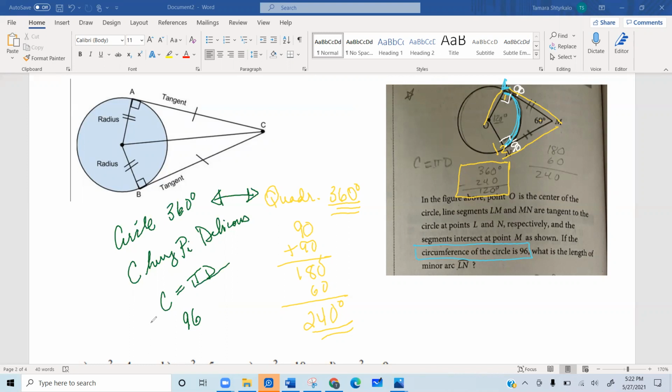And then you want to find, well, 120 degrees out of 360 degrees is the part of the circle. Well, the zeros cancel, and 12 over 36 can be reduced to 1/3. So you're really just saying, well, what is 1/3 of 96? And 1/3 of 96 is, short enough, 32. And so 32 is the length of the minor arc, 32 units, whatever the units that they are in.